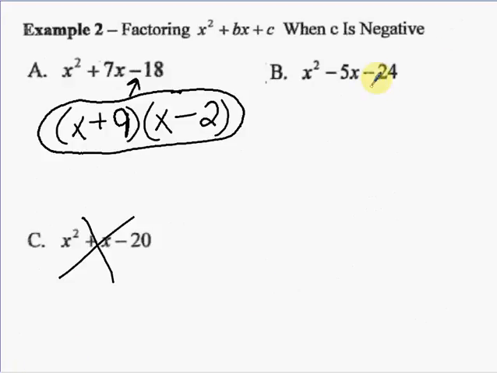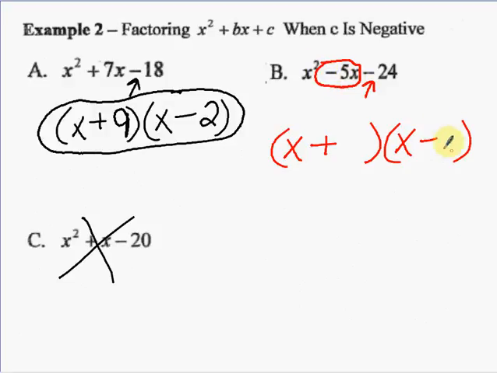Okay. Look in front of the 24. It's negative. Alright, that tells me that I have one of each sign, plus and minus. And x squared tells me that it's x and x. Okay, so let's get these two numbers here. Two numbers that multiply to give me negative 24, but add to give me negative 5. Since the middle term, this term right here, since that's negative, the bigger number is going right there.